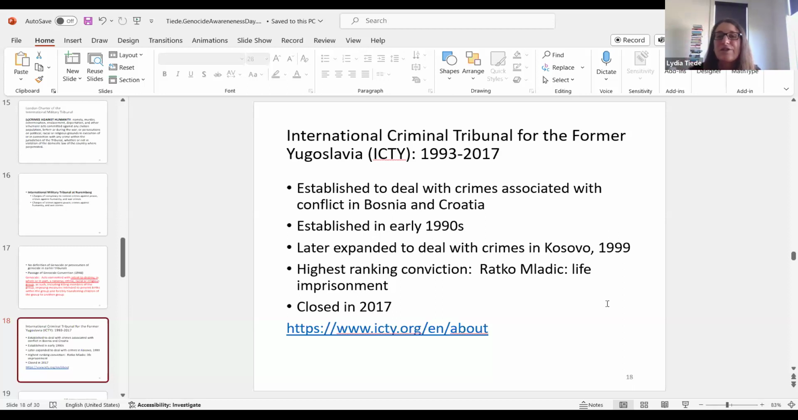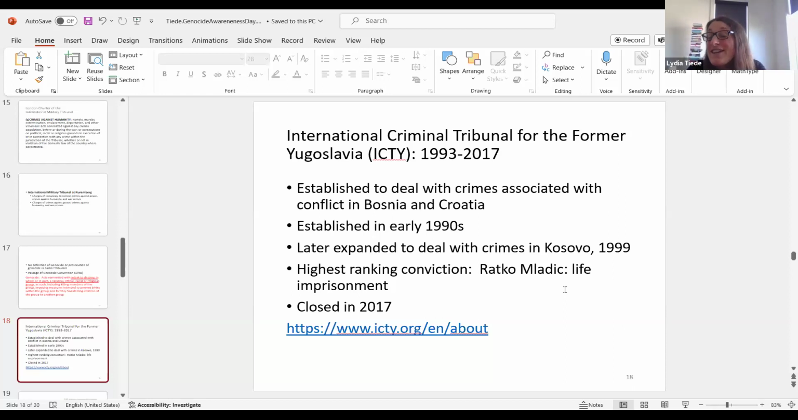So again, they had to recreate this, and they do the same thing. They create this charter. It dealt mostly with these crimes and dealing with the conflict in Bosnia and Croatia, with Serbia. It later was expanded to the crisis in Kosovo. The highest ranking conviction was Ratko Mladic, the commander of the Serb forces, who did receive life.